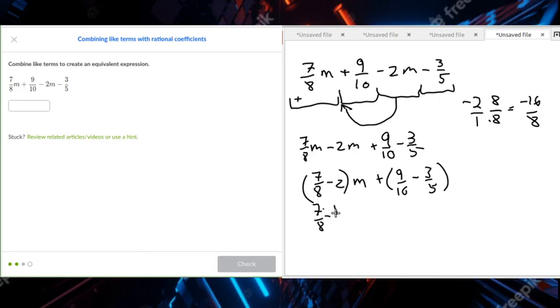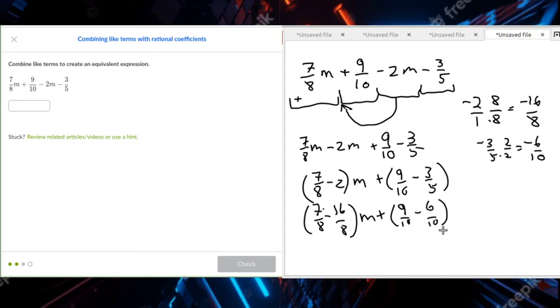So let's try that. 7/8 minus 16/8 m plus, and I'm going to have to do the same thing over here. 5 times what is 10? So I'm going to have to multiply by 2. I have negative 3/5 times 2, but I have to multiply the numerator as well, so I've got negative 6/10. So this is the same as multiplying by 1. I'm not changing anything. 9/10 minus 6/10. Okay, so let me do this one first because this is the easiest. So 9/10 minus 6/10 is 3/10. So that's my first one.